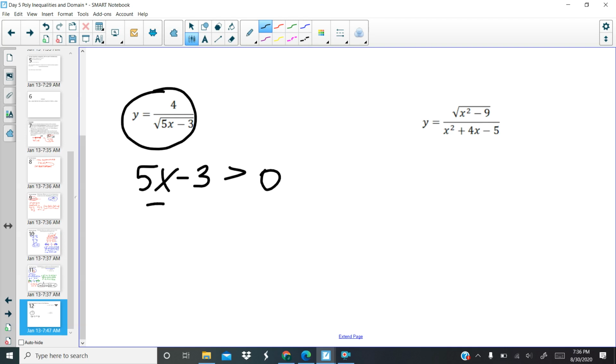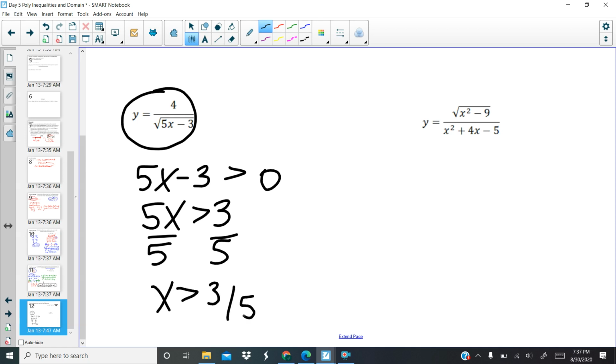So add 3 to both sides. You would want 5x to be greater than 3, and then divide by 5, and you would want x to be greater than 3/5. And so whenever you're writing that in interval notation, just make sure you use a parenthesis starting with 3/5 and go to infinity. And that would be it. So just watch out for that and make sure that you don't use a bracket in this scenario whenever you have that square root in the denominator instead of the numerator.